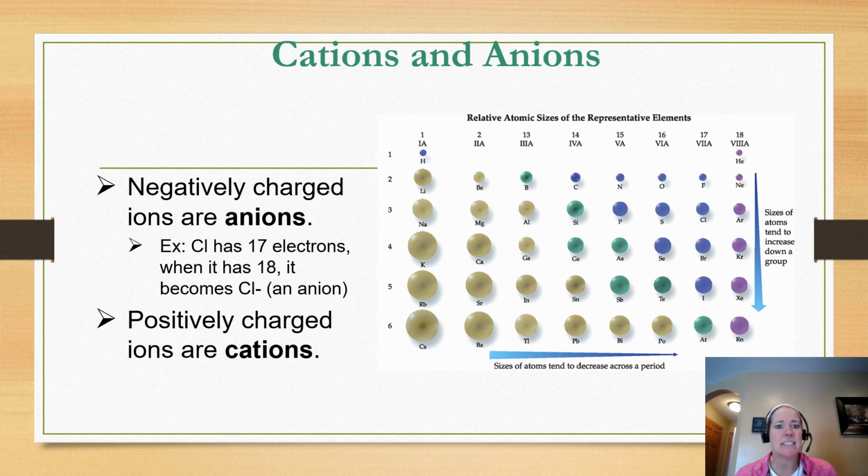Cations and anions. Negatively charged ions are anions. For example, chloride has 17 electrons. When it has 18, it becomes Cl-, an anion. Positively charged ions are cations.